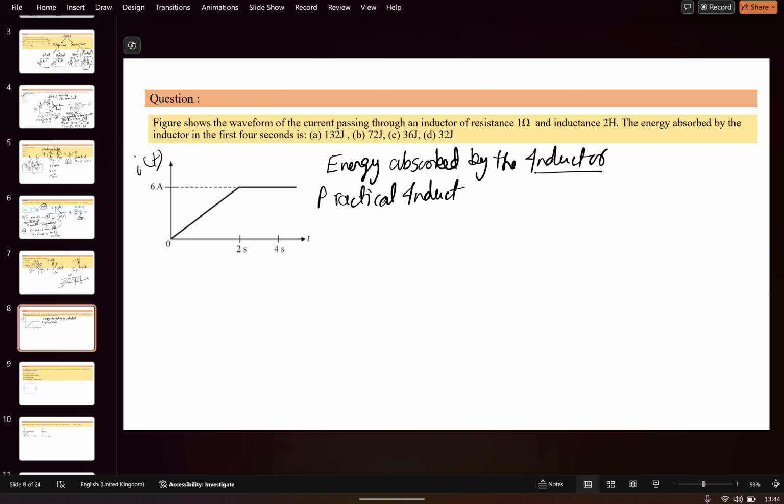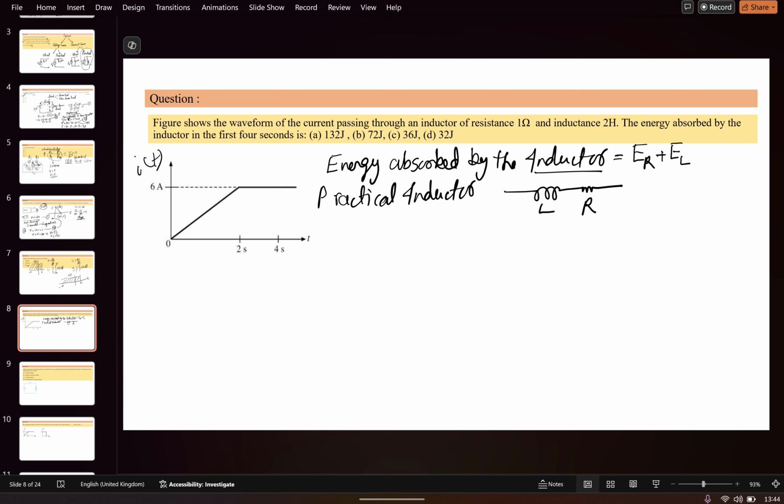What do you mean by a practical inductor? An inductor has some internal resistance as well. This is L, this is R. So what is the energy being absorbed? It will be equal to the energy absorbed by the L plus the energy absorbed by the R.